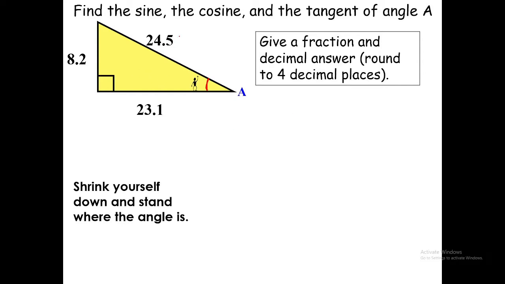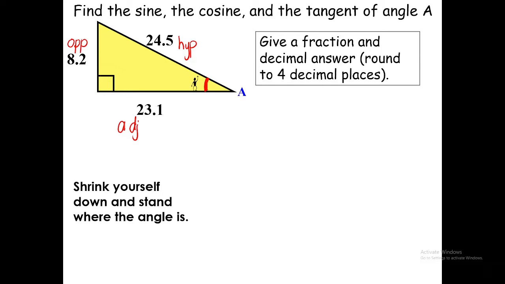24.5. Okay, this is our hypotenuse. That's 24.5. What about the adjacent side? 23.1. This is the adjacent side, 23.1. What's the opposite side over here? 8.2. 8.2 is the opposite side.